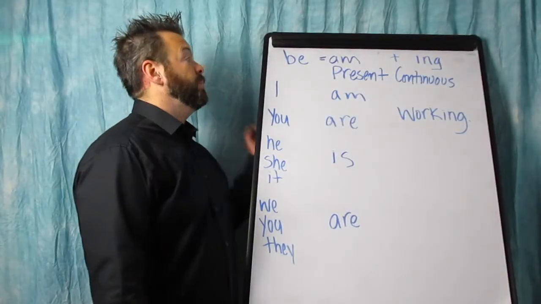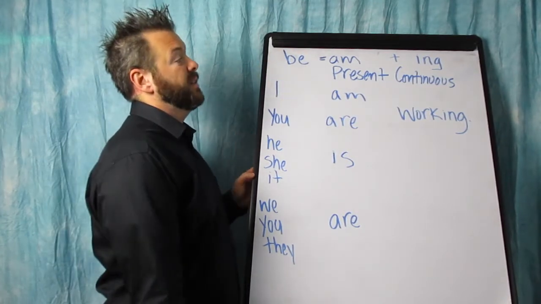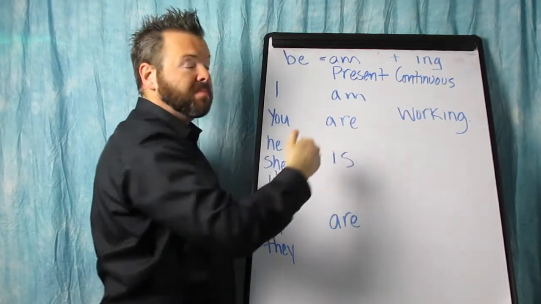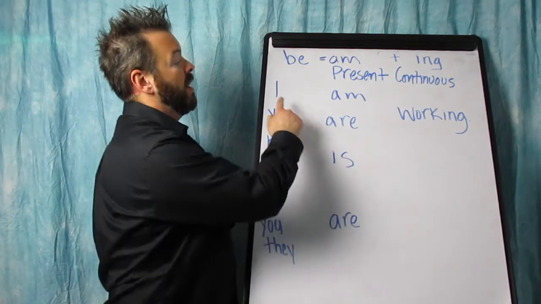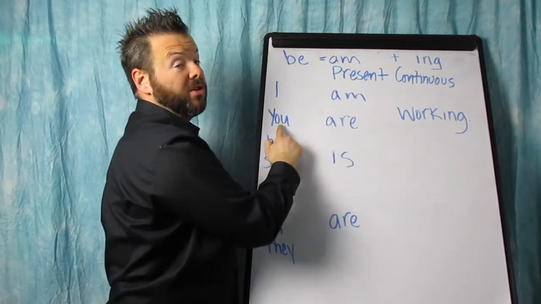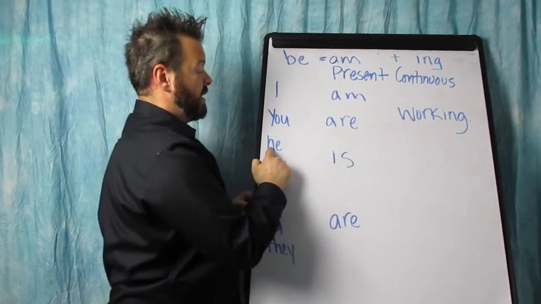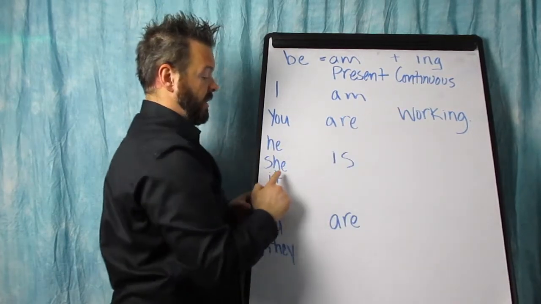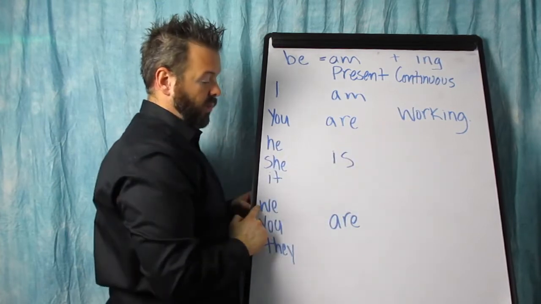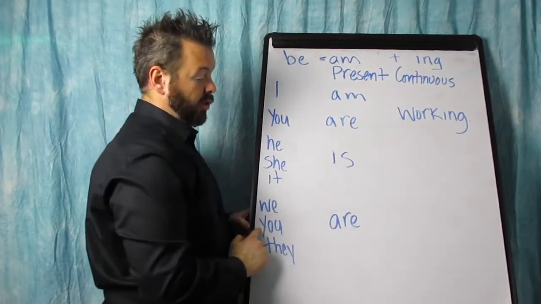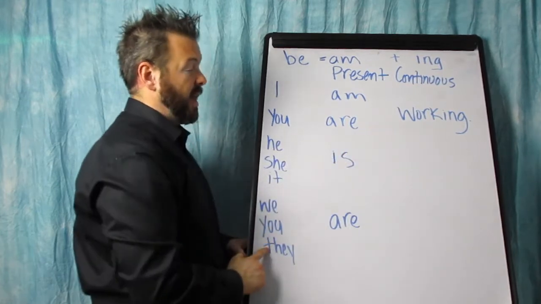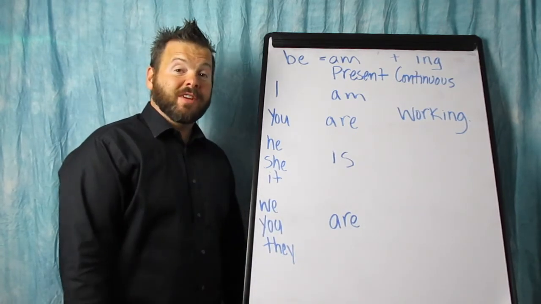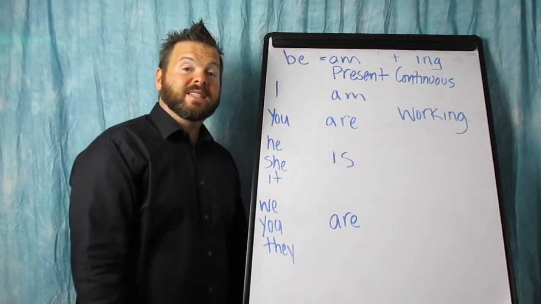Okay, here is be, which equals am, in the present continuous. Your verbs have to end in ing, as in working. Let me read this for you. I am working. You are working. He is working. She is working. It is working. We are working. You are working. And they are working. Ladies and gentlemen, pause the video here, write everything down, and read it to yourself.